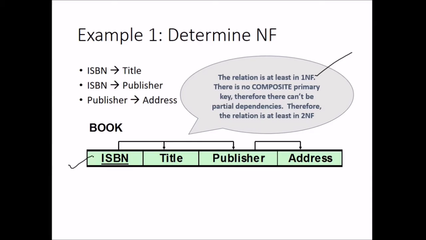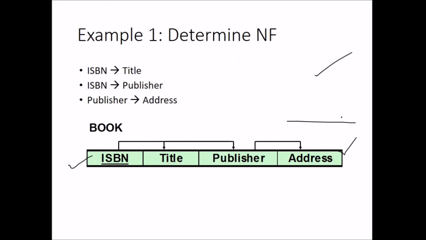There is only one primary key, that is ISBN, and there is no other key which can be combined with ISBN to form a composite key. So since there is no composite primary key, there can't be partial dependencies, as we have seen in our discussion earlier. Therefore, the relation is at least in 2NF. This relation is also in 2NF.